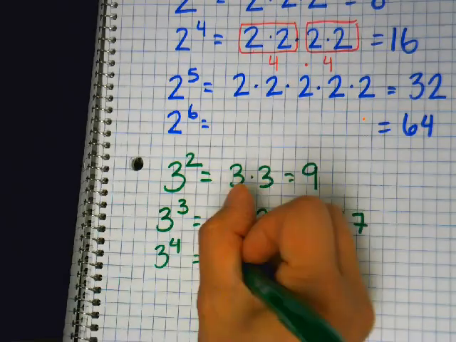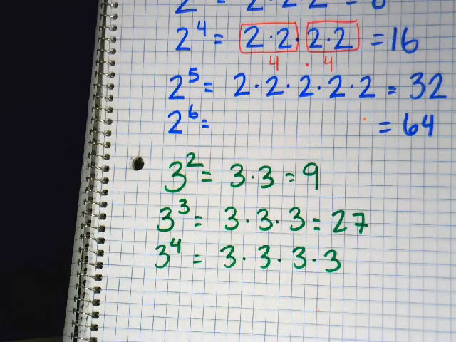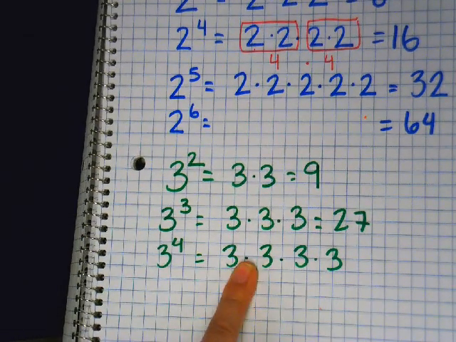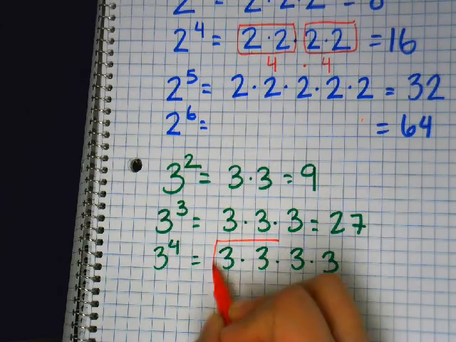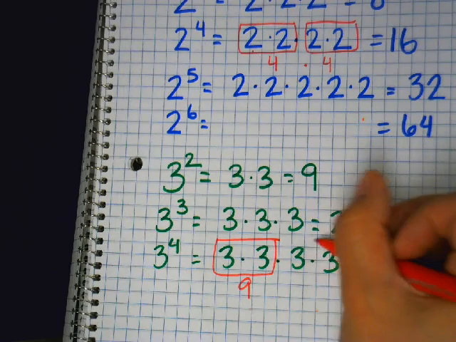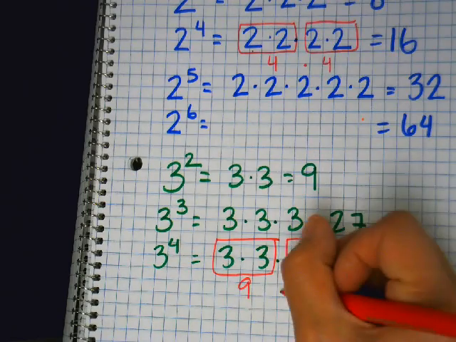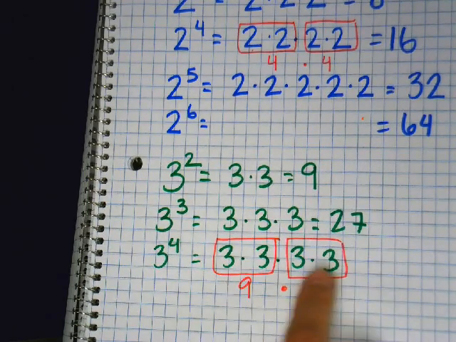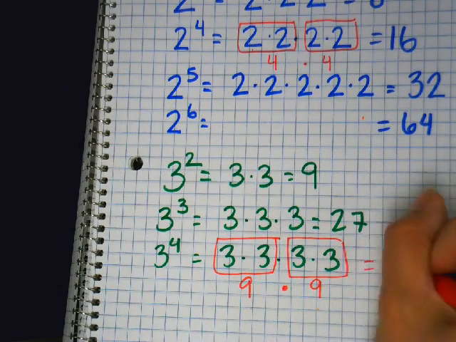61? No. Make pairs. What do these two give you? 81? Well, if we do pairs, these two give you what? 9, right? 3 times 3 is 9. What do these two give you? Another 9. So these two give you 9, these two give you 9. Together, 9 times 9 is 81.